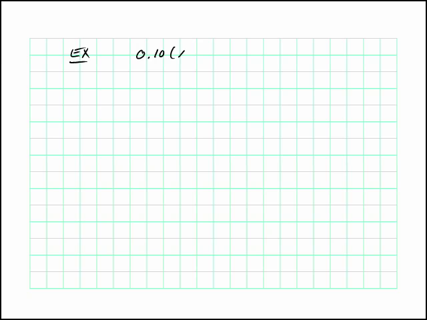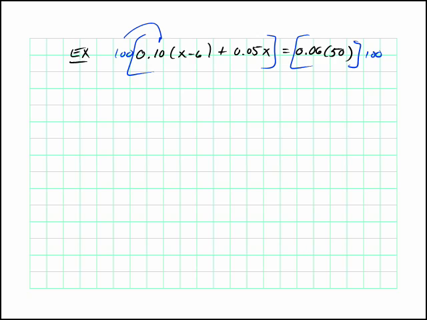0.10 times x minus 6 plus 0.05x equals 0.06 times 50. Just like the previous equation that I solved, I'm going to multiply everything by 100 to get rid of the decimals. 100 times 0.1 is actually 10, times x minus 6.